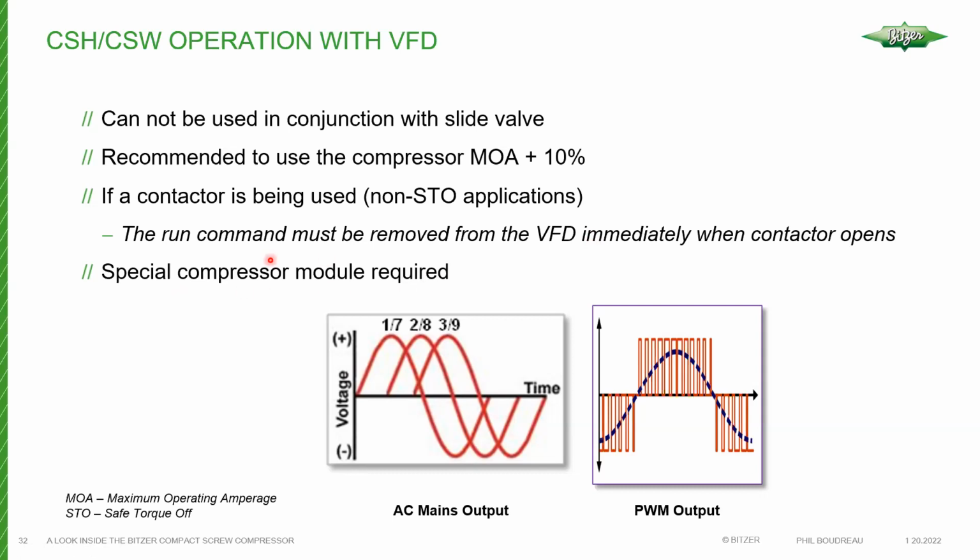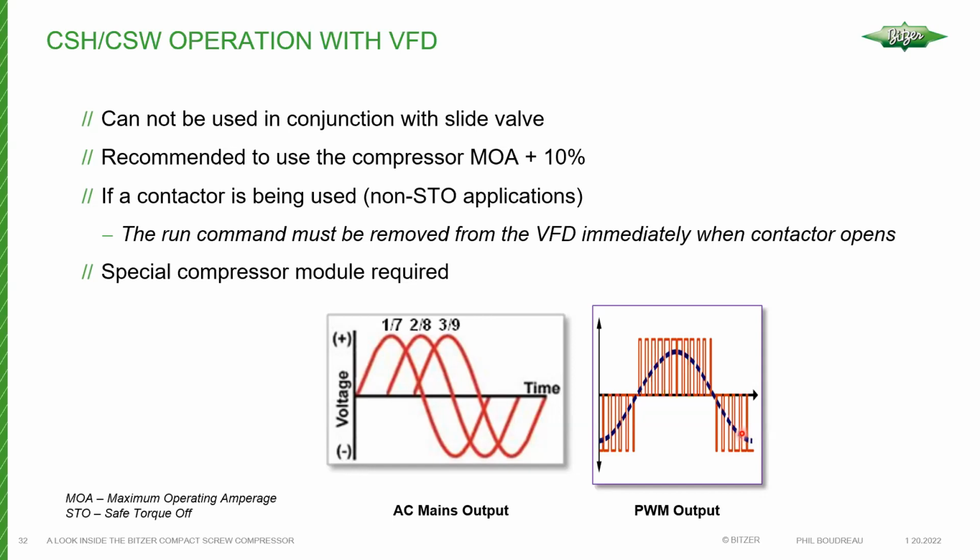And also note that there's a special compressor module required. The reason for this is that normally with AC mains, we have a fairly clean three sine waves coming into the compressor. But when we put a VFD in between our sine waves and the compressor, the VFD reproduces the sine waves using a series of digital pulses.